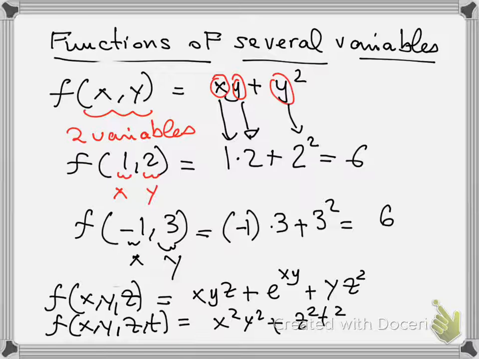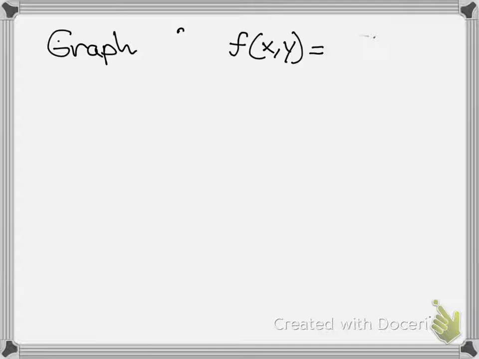4 variables, okay? Now, let's just try to graph functions of two variables. So let's say you have a function f of x, y, and let's say f of x, y equals xy squared plus, let's say, y.